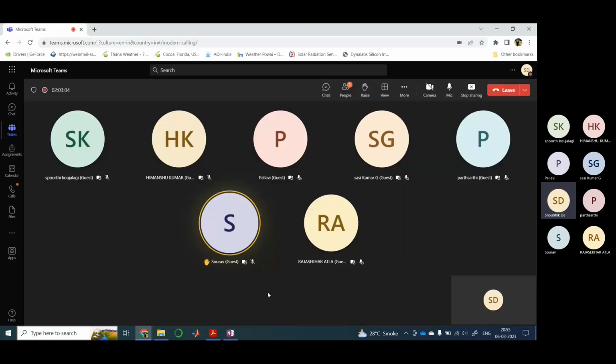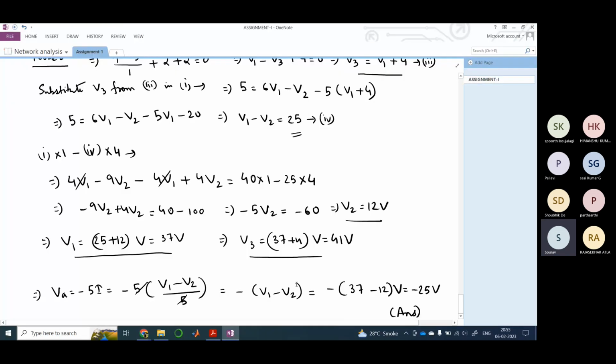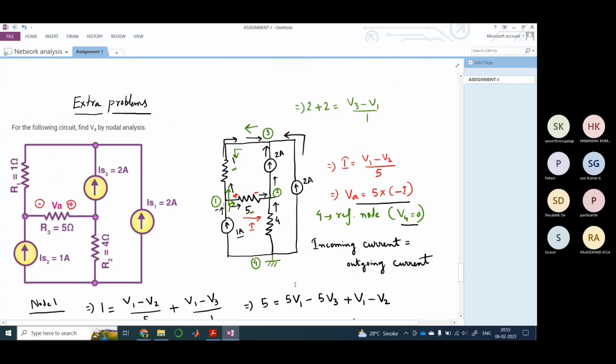Yeah, Saurabh, go ahead. I was asking, can't we just use a current divider rule over here and find VA? See, it is difficult. Through the 1 ohm resistor, your 4 ampere is coming, right? As Himanshu was telling, at this node, 4 ampere is flowing into 1 ohm. Again, 1 ampere is also flowing, it is getting divided into 5 and 1, right? So you don't know. It would be difficult. If there was no 2 ampere source, then you would have easily applied the current divider rule.